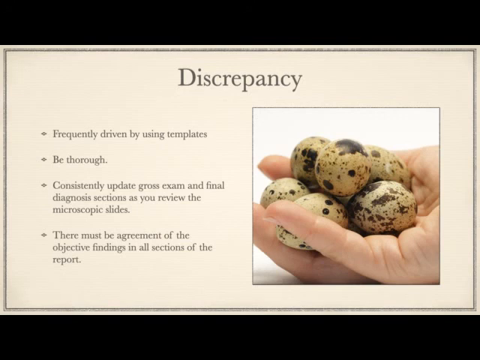But you cannot have a finding of mitral stenosis and forget to change that in the gross description in this template where you have all these normal findings. So if you're going to use a templated report that has normal findings, you have to change it when you have pathologic findings. It is imperative. Be thorough, be consistent. Update your gross exam and final diagnosis sections as you review the microscopic slides. So you're going to have to update things and change things as you go throughout this reporting process.